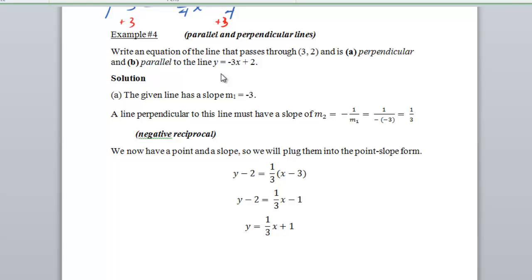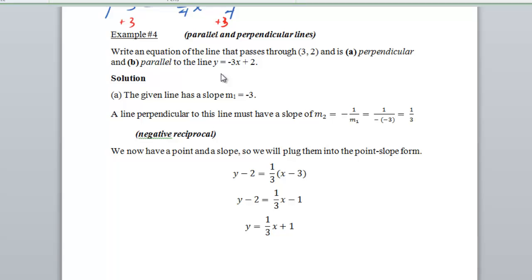So in previous examples we've shown that you either are given the slope, you have to find the slope off a graph, or you have to calculate the slope yourself and then take that slope and a given point and plug it into the point-slope form and come up with the equation. So this is going to be no different, except the type of information they're going to give you is a slope, and then you're going to have to find the slope of either a perpendicular line or a parallel line before you plug it into the equation.